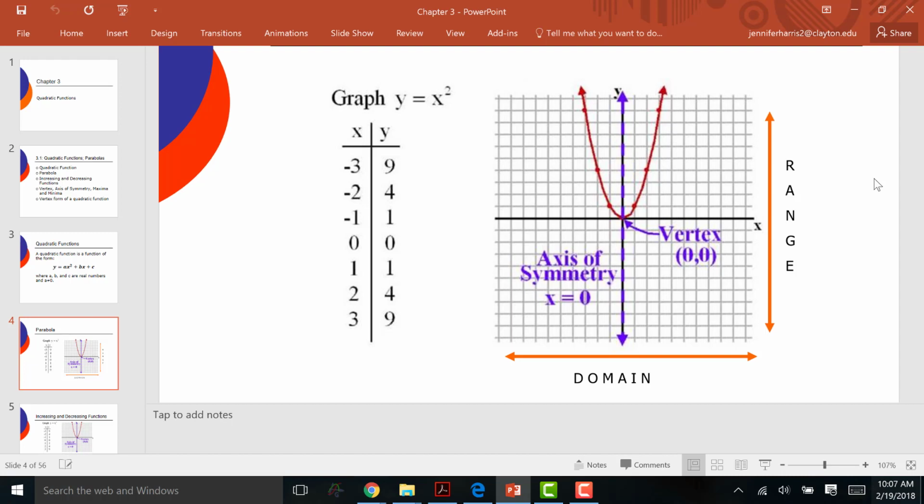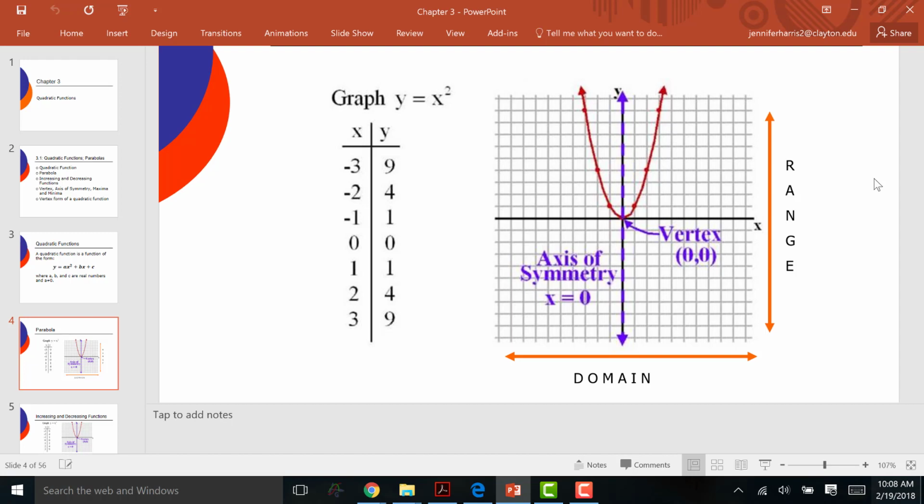All right. So the shape is a U shape. In this particular case, the vertex is the bottom. It opens up, so the vertex is at the bottom. You see? The vertex is wherever the bottom of the curve is if it opens up. There's a point there. Questions?